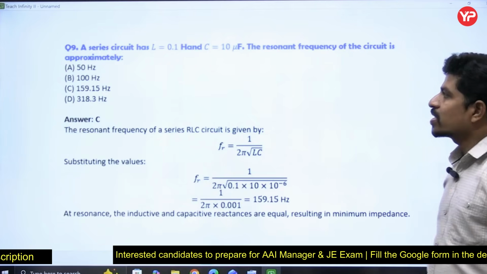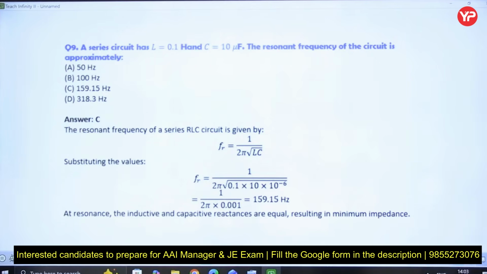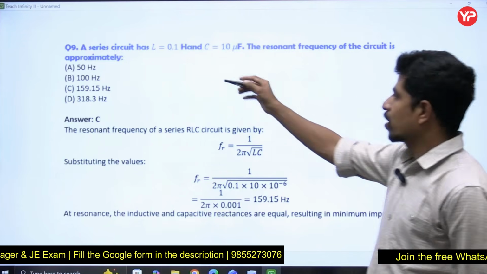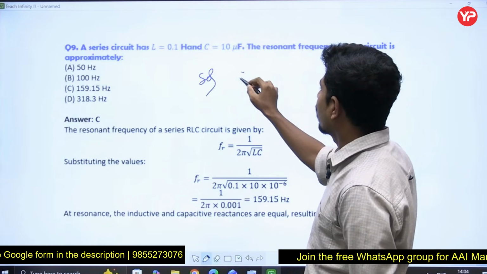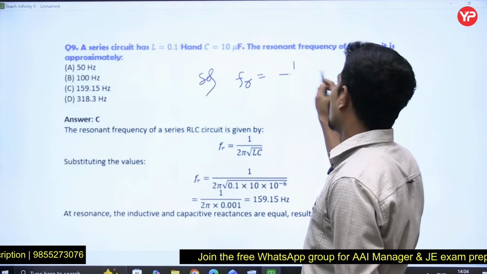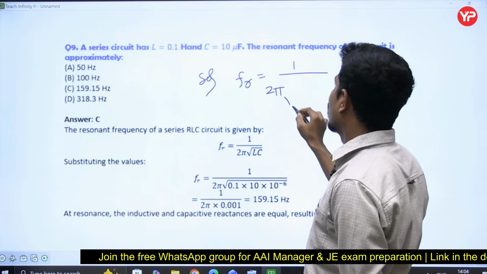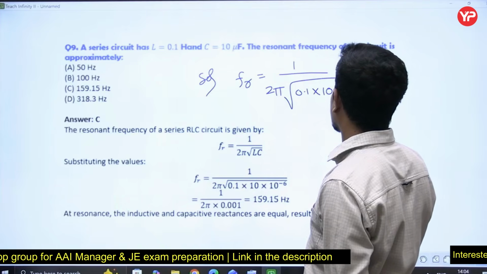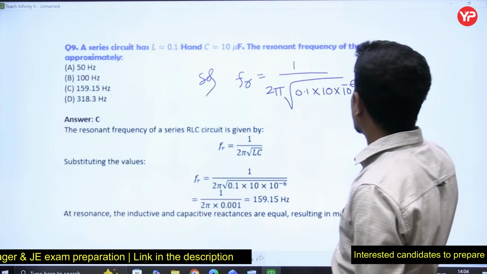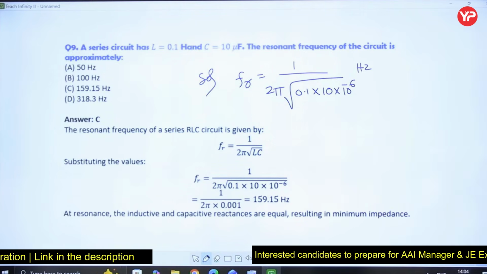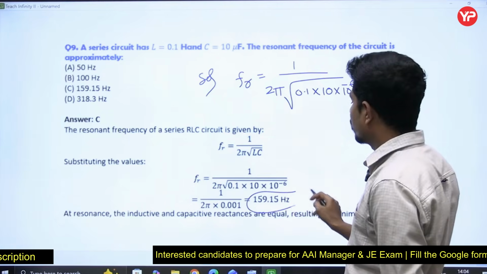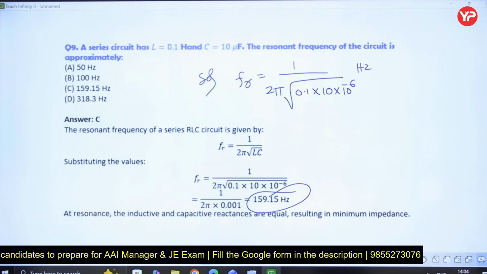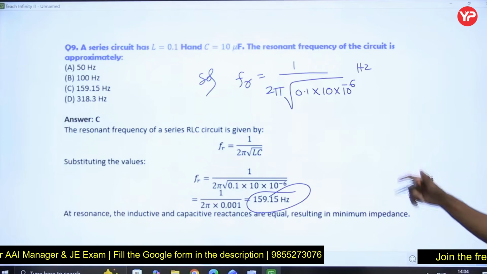Next. A series circuit has L is equal to 0.1 and capacitance is equal to 10 microfarad. The resonant frequency of the circuit approximately is fR is equal to 1 by 2 pi root of LC, L is 0.1, C is 10 into 10 to the power of minus 6. If you solve this, you will be getting 159.15. I did not solve it, the solution part is just numerical calculation. I am leaving it to you. It is very simple here.